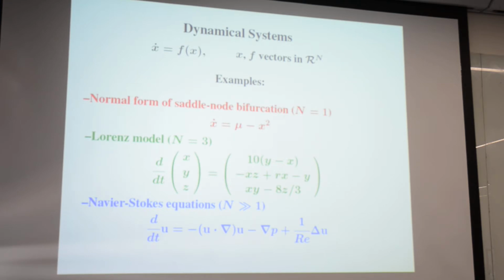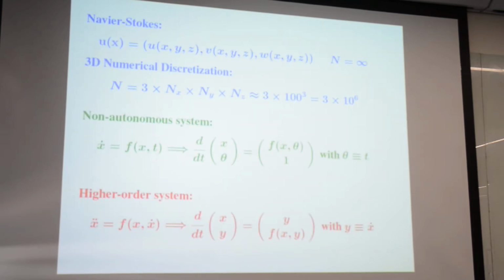In computations, it's going to be finite dimensional because, of course, you can only resolve a finite number of things that you can represent. But in mathematical terms, it's going to be infinite dimensional. As we said, Navier-Stokes will be infinite dimensional. 3D numerical discretization could be something on the order of 1 million, which might as well be infinite. Now, that's perhaps heretical in a math department, but that's the perspective I take.